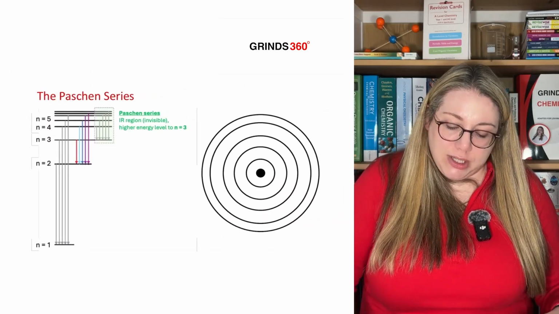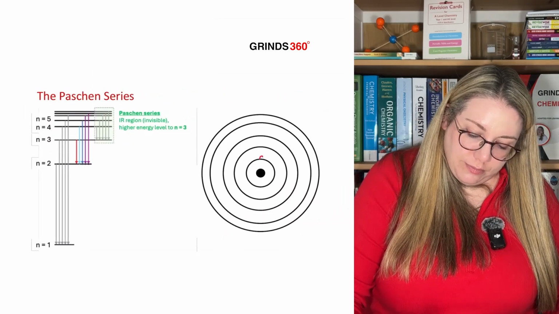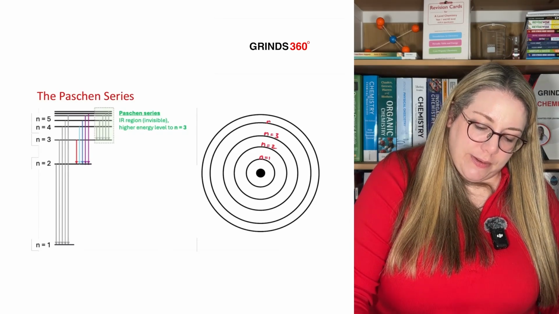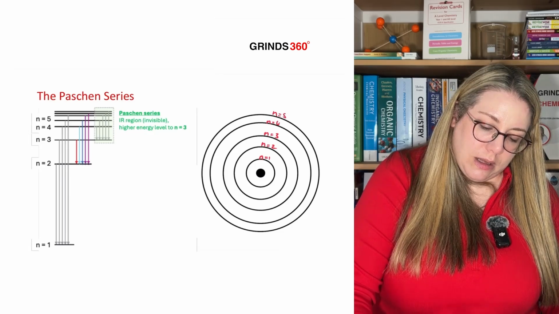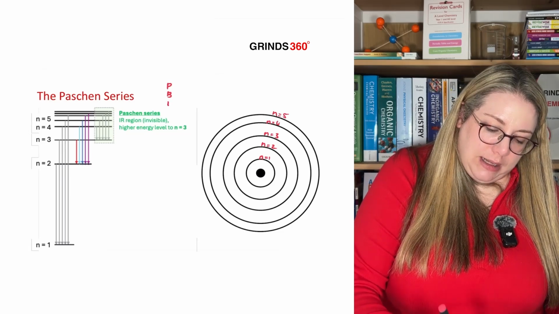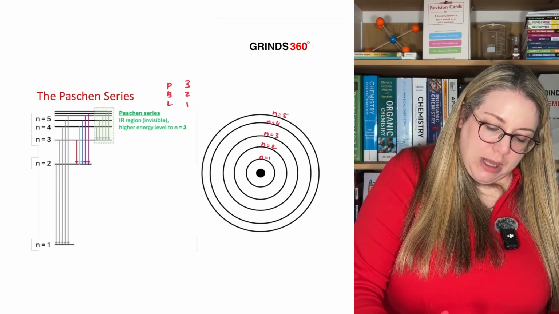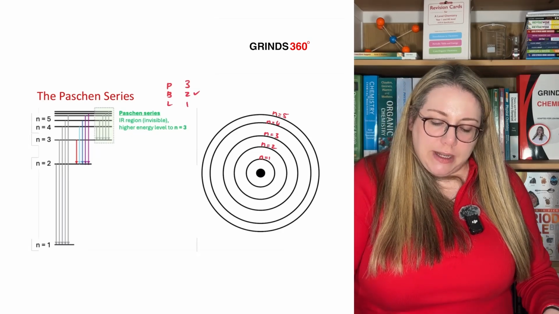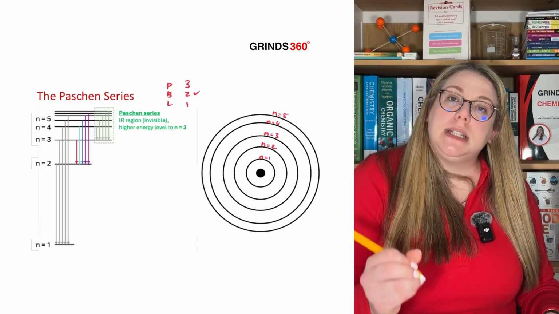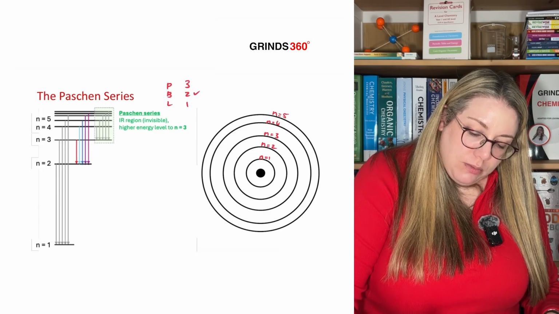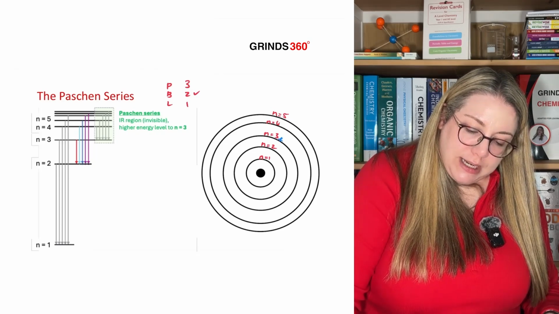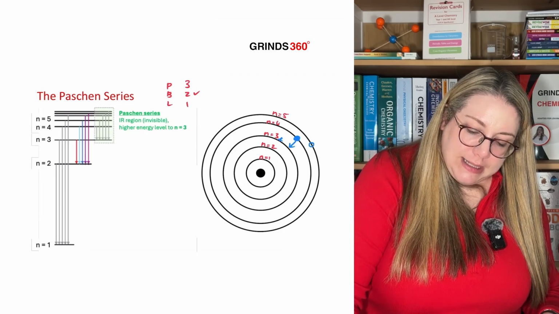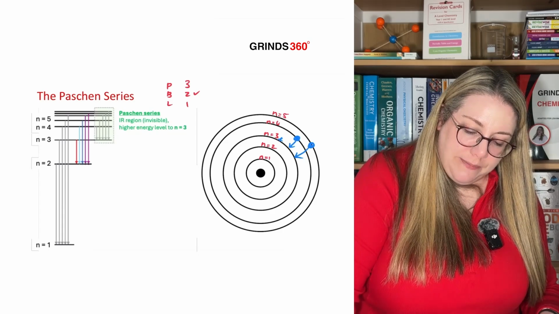So if we move on to the Paschen series. Now remember, for your way of remembering this, we have PBL 3, 2, 1. We've talked about the Balmer series, now we're dealing with Paschen. This is where your electron is falling from a higher energy level to n is equal to 3. So your electron will always come back to n is equal to 3, which is here. So if it falls from n is equal to 4 to n is equal to 3, n is equal to 5 to n is equal to 3.